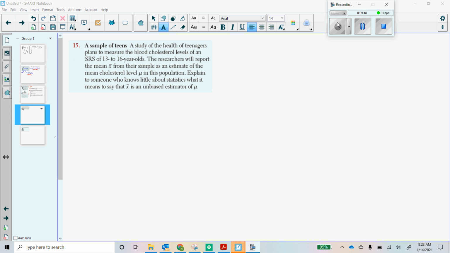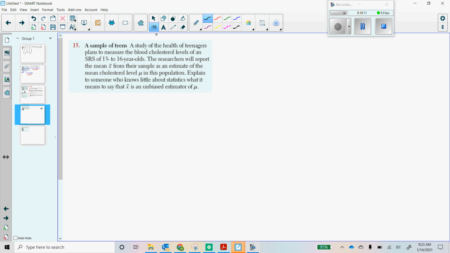Number 15, a study of the health of teenagers plans to measure the blood cholesterol levels of a simple random sample of 13 to 16-year-olds. The researchers will report the mean X bar from their sample as an estimate of the mean cholesterol level, mu, in this population. Explain to someone who knows little about statistics what it means to say that X bar is an unbiased estimator of mu.